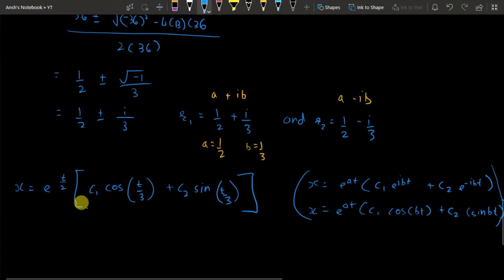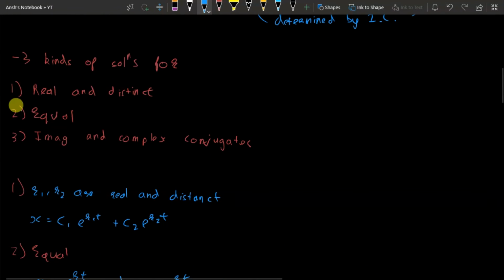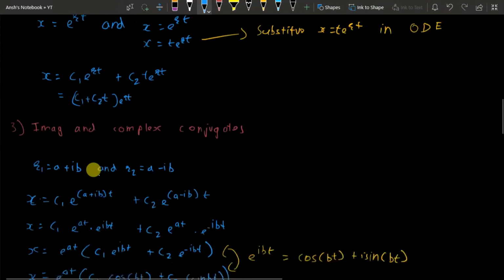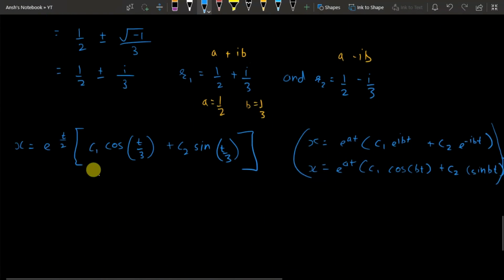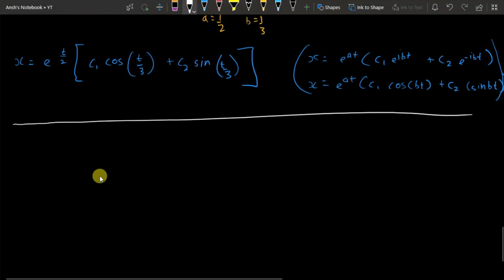So we have now dealt with all the three cases that correspond to all the three kinds of roots that we can get for the differential equation, and we now know how to deal with each individual case separately. Now finally, to conclude this video, let's do one example where we solve a differential equation with initial conditions, and we'll see how we can find C1 and C2 in any case.